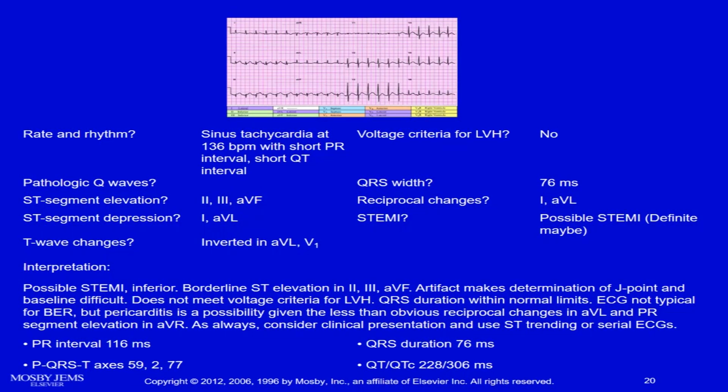So here's their statement about it. It's a possible STEMI, inferior, borderline ST elevation in 2, 3 and AVF. See how they said borderline elevation? So there's probably one square in each one.